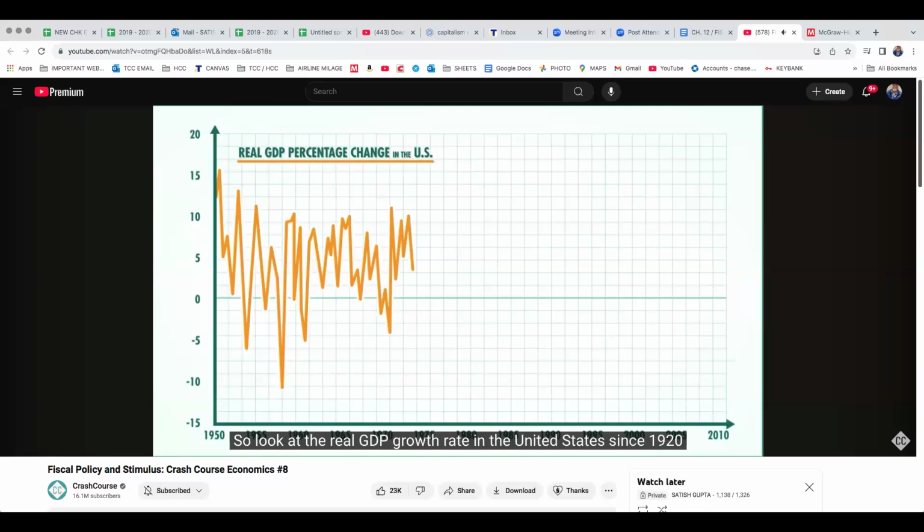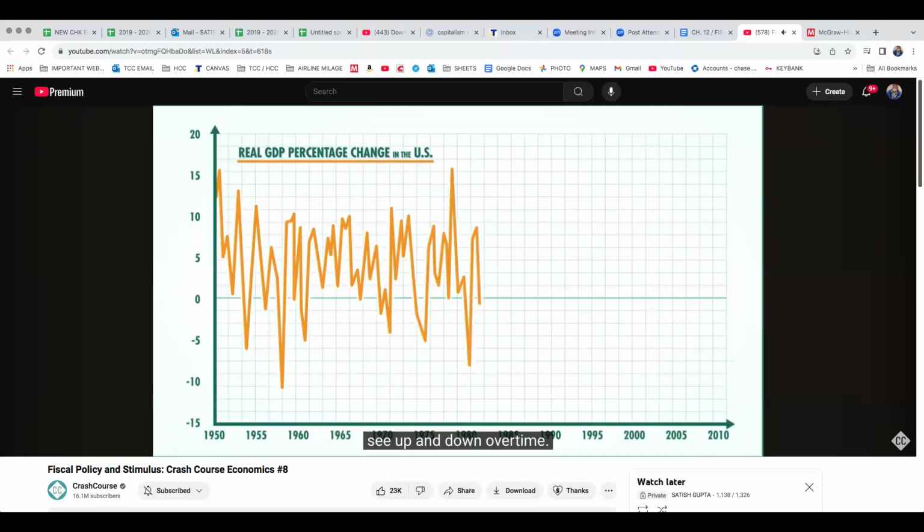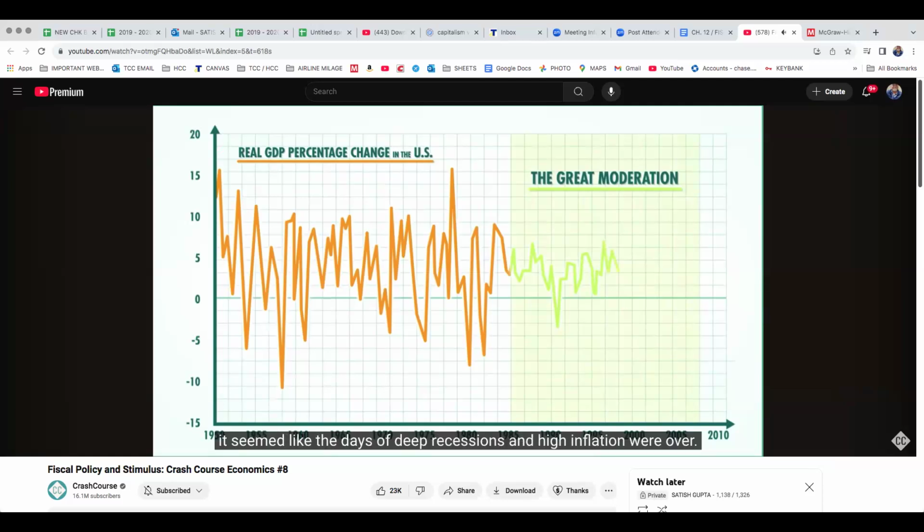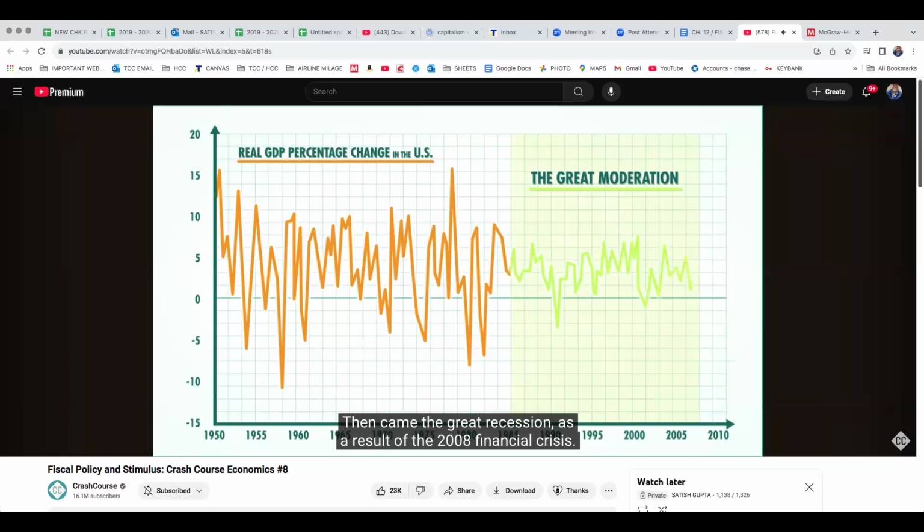So look at the real GDP growth rate in the United States since 1920. See, up and down over time. In the mid-1980s, things flattened out, and we had a thing called the Great Moderation. It seemed like the days of deep recessions and high inflation were over. Then came the Great Recession as a result of the 2008 financial crisis. Back to the same old up and down of the business cycle.